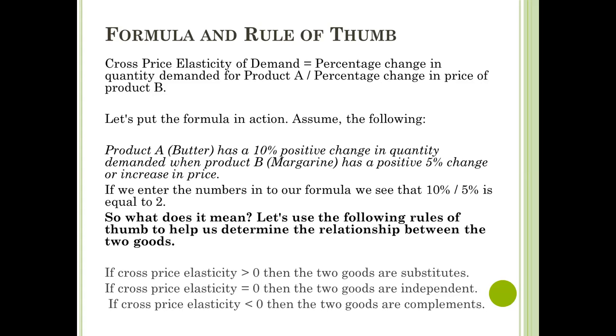Let's use the following rules of thumb to help us determine the relationship between the two goods. If cross price elasticity is less than 0, then the two goods are substitutes. If the cross price elasticity is equal to 0, then the two goods are independent. If the cross price elasticity is greater than 0, then the two goods are complements.